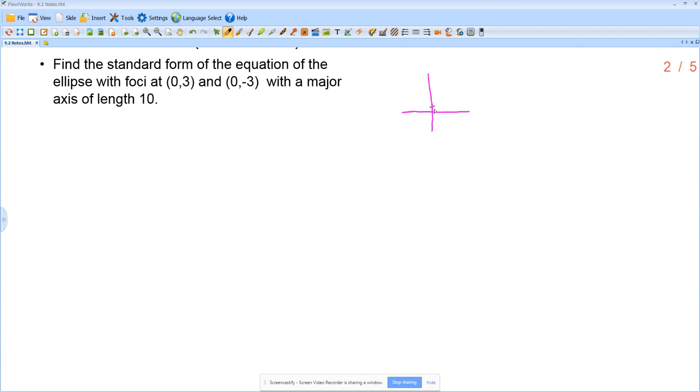So I'm at 0, 3, and 0, negative 3 are my focal points. Now, the midpoint of those focal points is right here, 0, 0, which must be my center. So I know that my center is 0, 0.